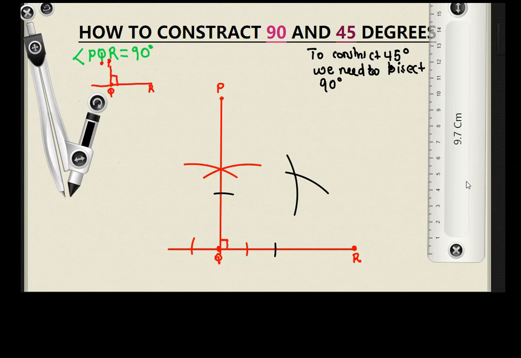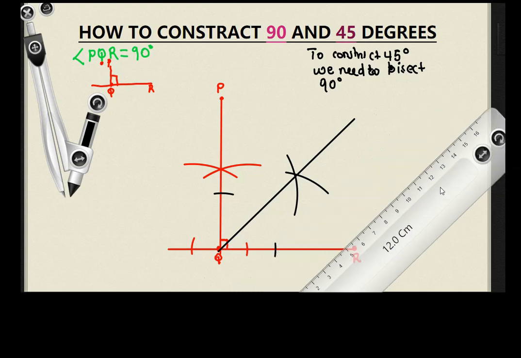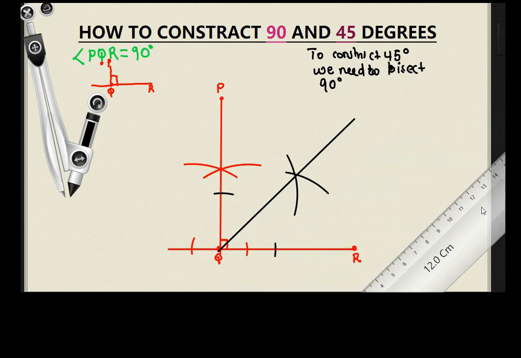The next thing I need to do is to draw a straight line passing through the point of intersection. The angle we have here will be 45 degrees, and also this angle will be 45 degrees. So for you to construct 45, you must know how to construct 90. After you've constructed 90, you can go ahead and construct 45 degrees.